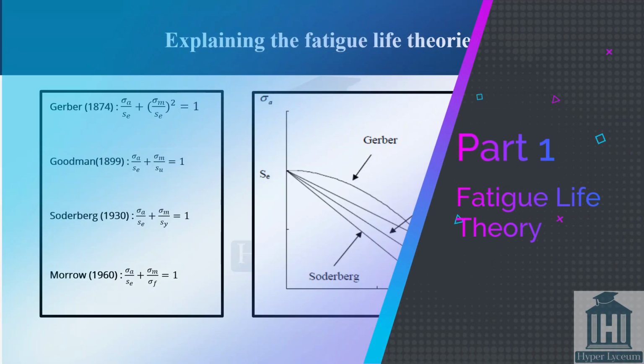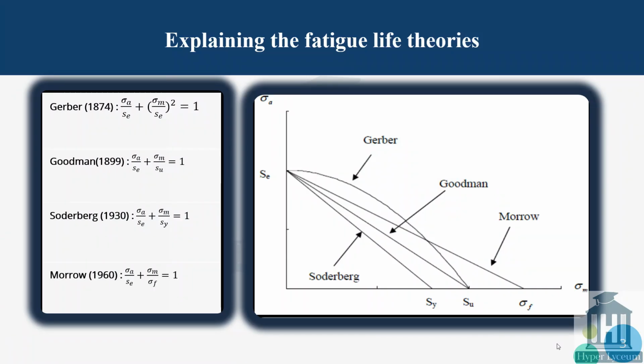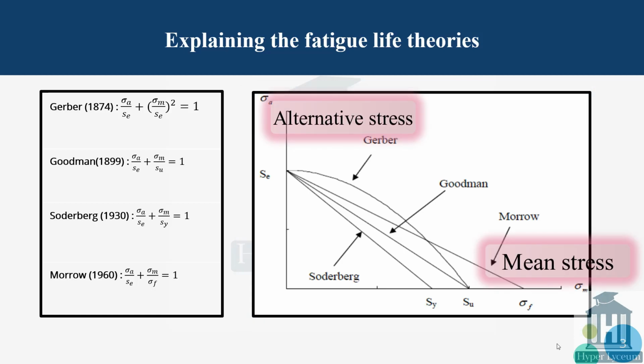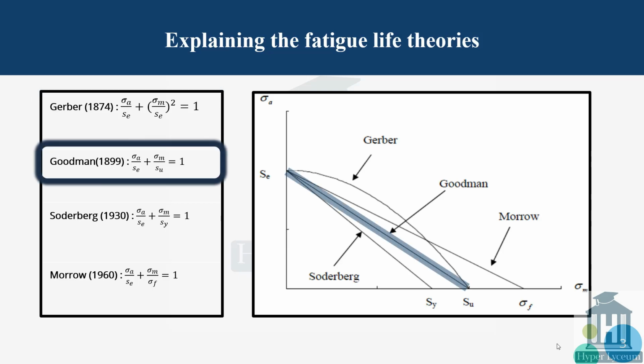Here you can see four of the most common theories on the left with the differences shown in the diagram on the right. The vertical and the horizontal axes of this diagram are alternating and mean stress respectively. The second degree Gerber's theory equation does not take the effect of negative compressive stress into account, which is considered one of the major drawbacks of this theory. The next theory would be Goodman's, in which the ultimate stress has been used in the calculations. The high accuracy of this theory has made it very useful in the industry.